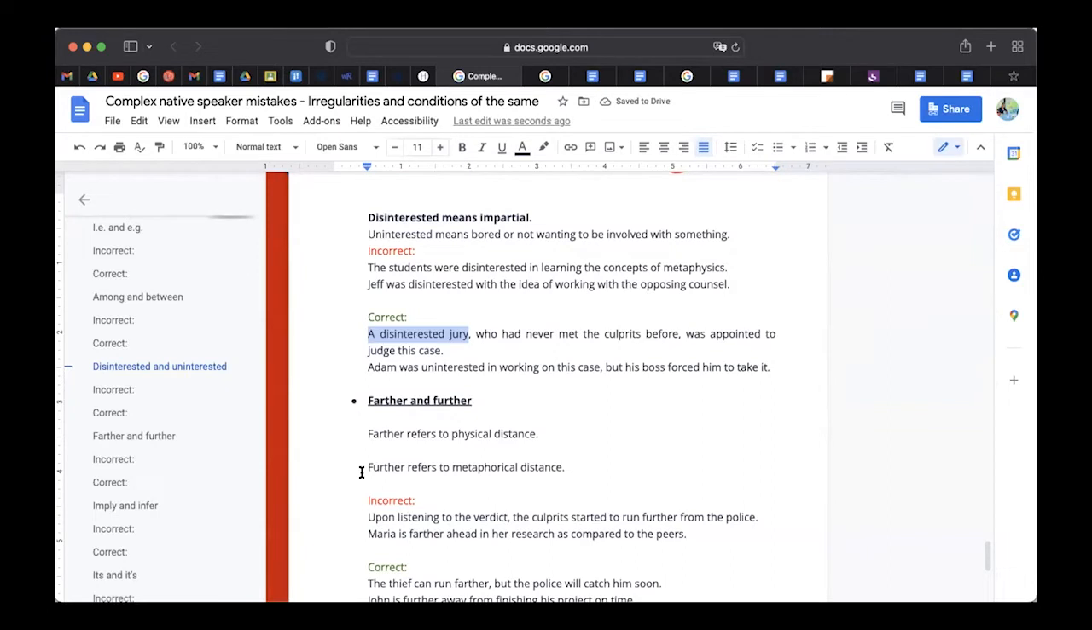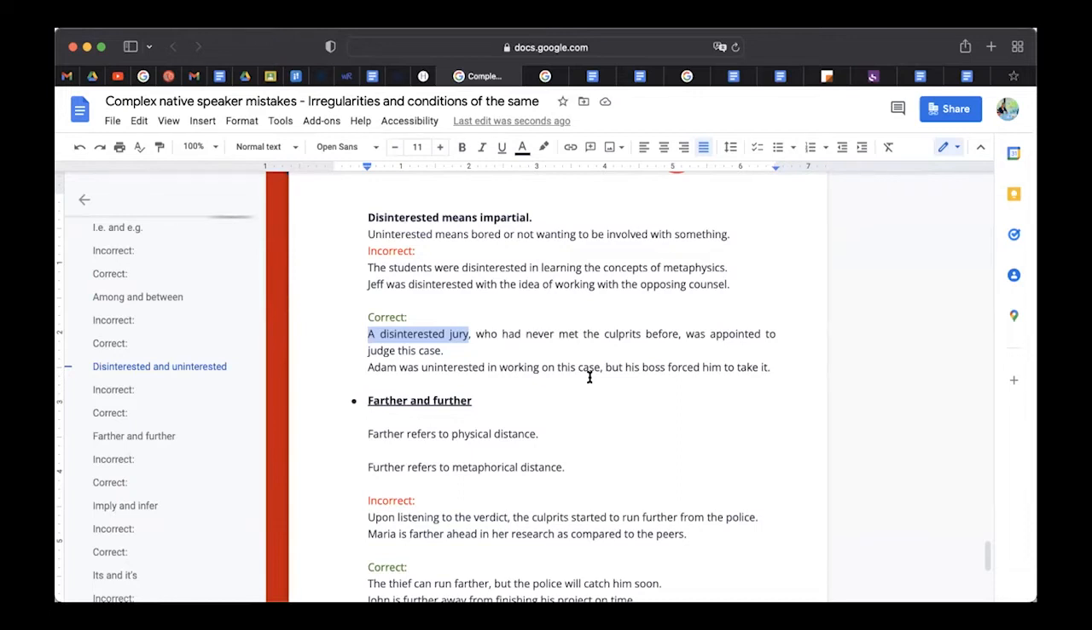Questions here between disinterested and uninterested? No. Great. Yes, please. I have some doubt in between. Can you clarify with some more examples, like between, can we use it for multiple things? Yes, Mithilesh. Okay.